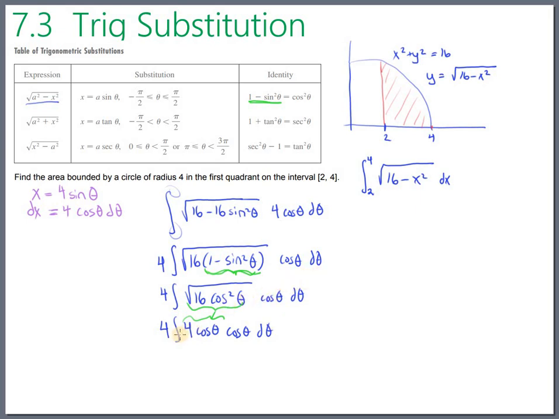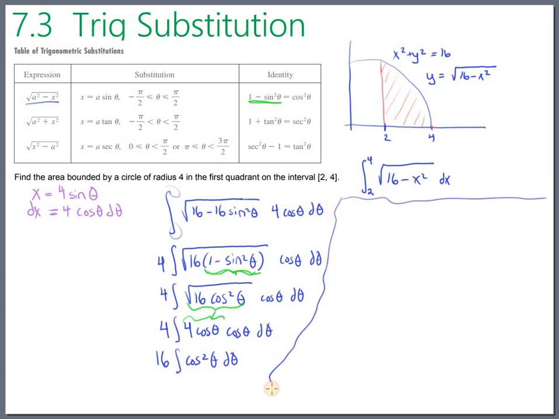And with a little bit more work, I can pull another 4 out, so we get 16 integral cosine squared theta d theta. It's still not the world's easiest integral, but we do know how to integrate cosine squared. Matter of fact, we learned that in the last section.